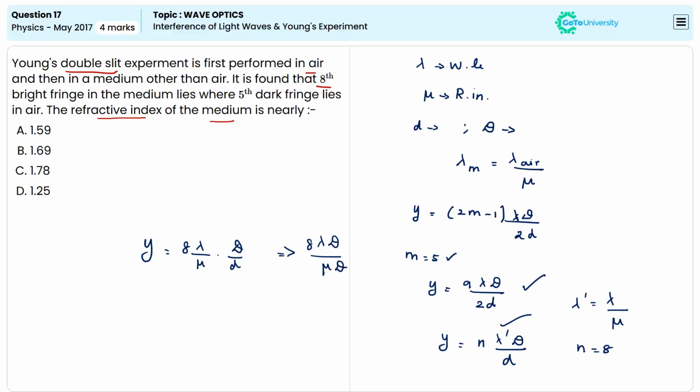So here we have the position of the eighth fringe as well as the fifth fringe. It's given that they are at the same position. So we can write 8 lambda D divided by mu d equal to 9 lambda D divided by 2d. When we simplify this, we get mu equal to 1.78. So the correct answer for the question is option C.